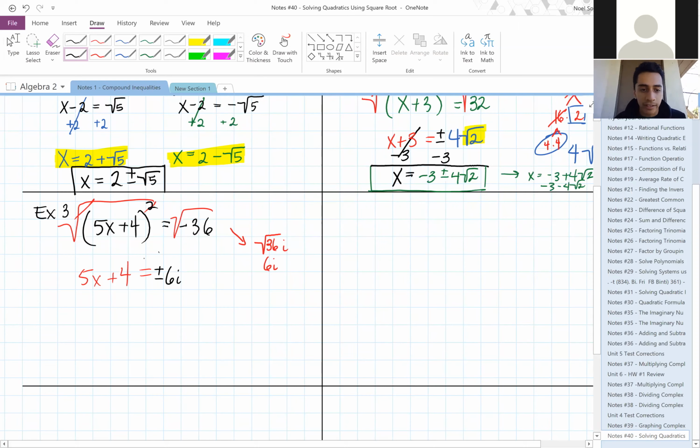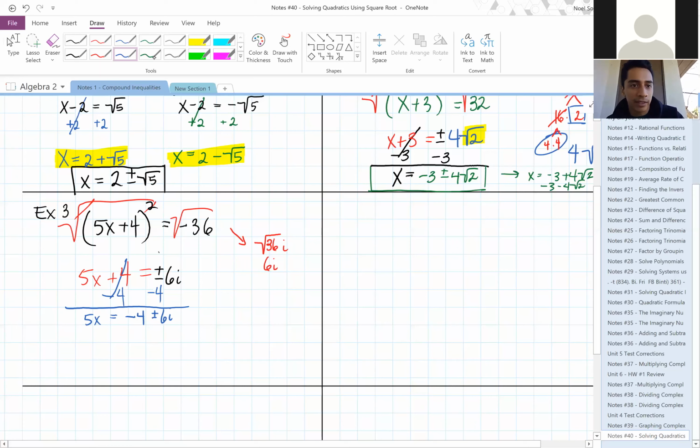All right, from there, what we're trying to do is remember to isolate the x, okay? We gotta get x by itself. So here's what we can do next. Subtract the 4 from both sides. And now you're left with 5x is equal to, notice how one number is a real number, 4 is a real number, and 6 is imaginary. So those numbers do not mix, okay? So you need to write this out as negative 4 plus or minus 6i, okay?